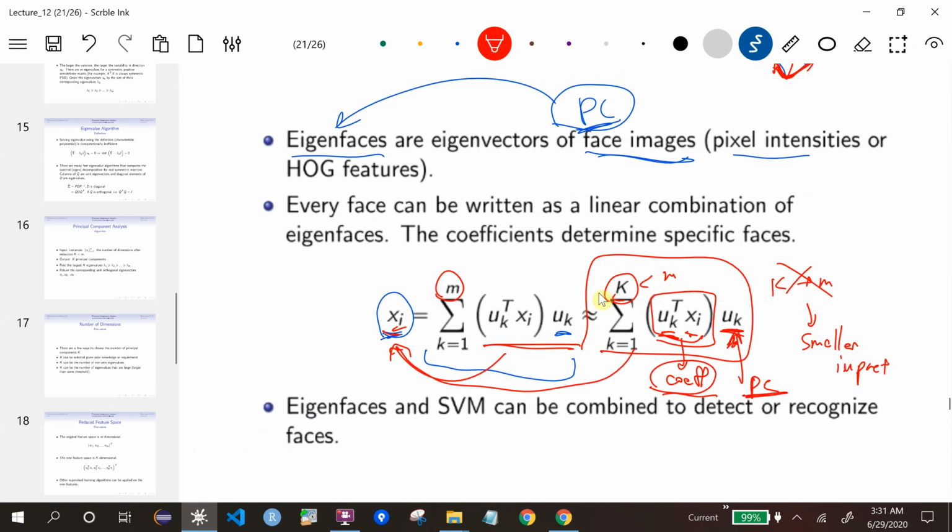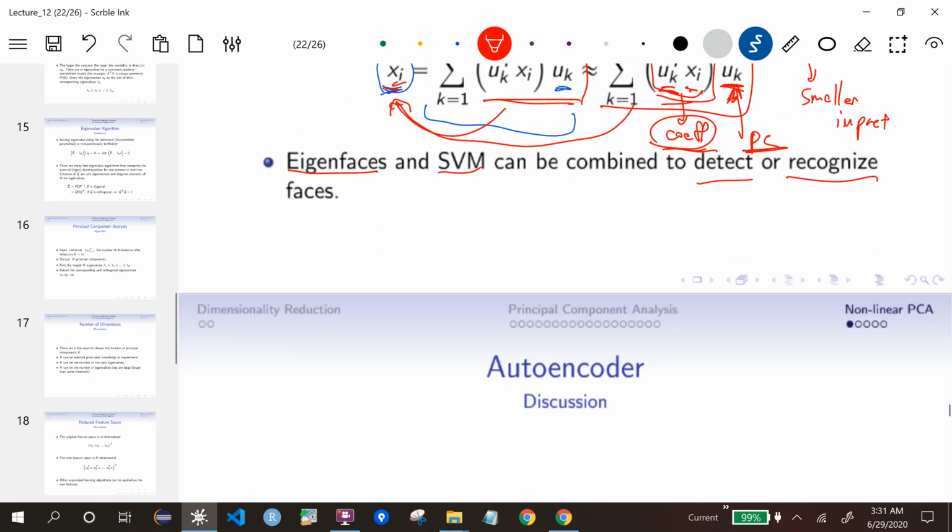And here we can use SVM on these features. These features are basically just the coefficients, and we can use them to detect or mostly recognize faces, because, as I said, each face has unique coefficients, and we can use these coefficients to, say, identify the person. Okay, so that's one application.